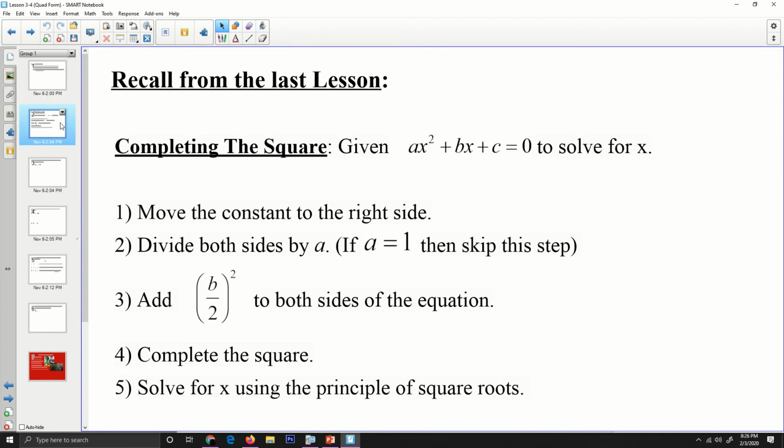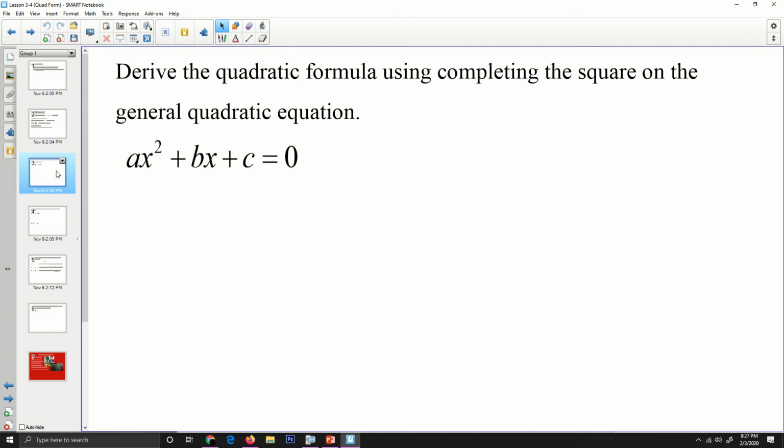So just a quick review of the last lesson. Completing the square. If you're given a quadratic equation in this form, ax squared plus bx plus c, we can use this process to solve for x. We're going to move the constants to the right hand side, divide both sides by a, add b over 2 squared to both sides of the equation. We'll complete the square into a perfect square binomial, and then we'll solve for x using the principle of square roots.